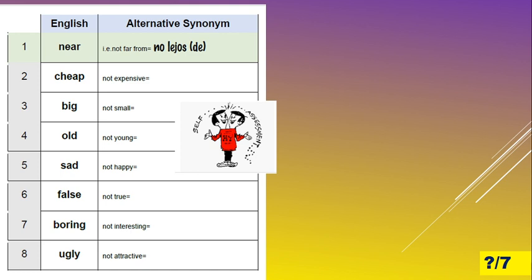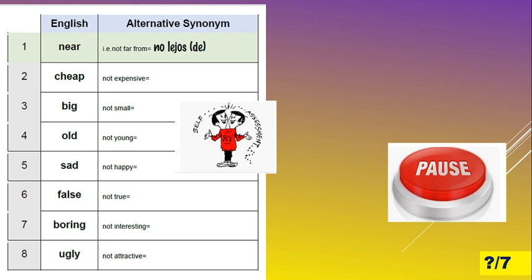So I want you to have a go at trying to change these and to say the same word in a different way. For example, near, you'd say it's not far. Okay, no está lejos. Cheap, so the opposite of cheap, it's not expensive. Then big, you're saying it's not small. Okay, have a quick go then. Hit the pause button.